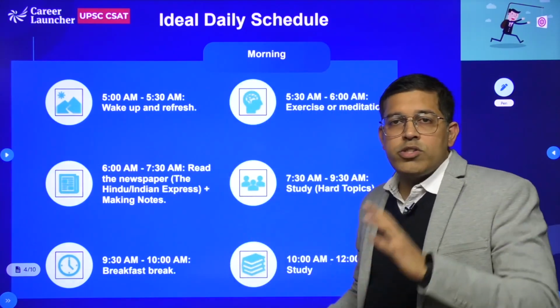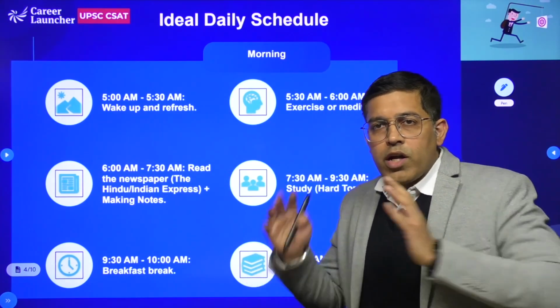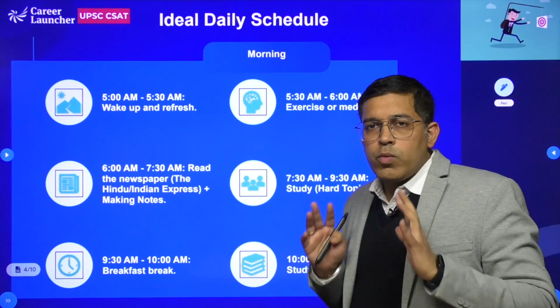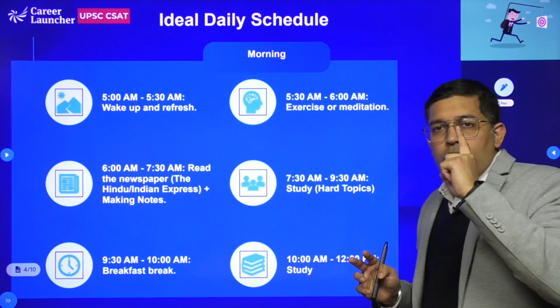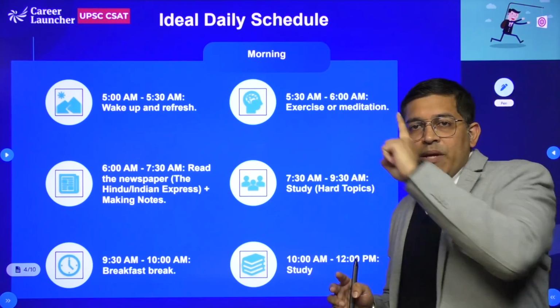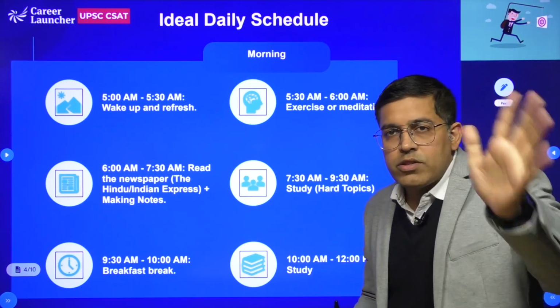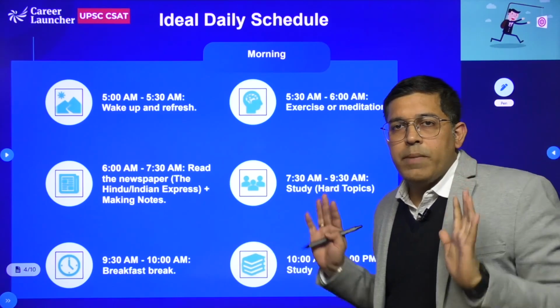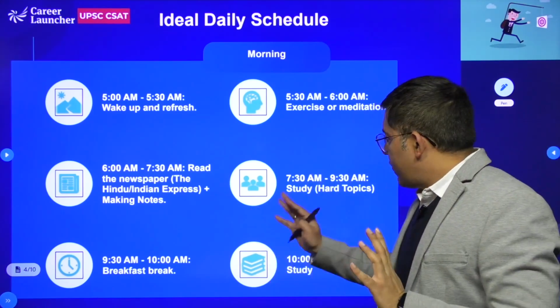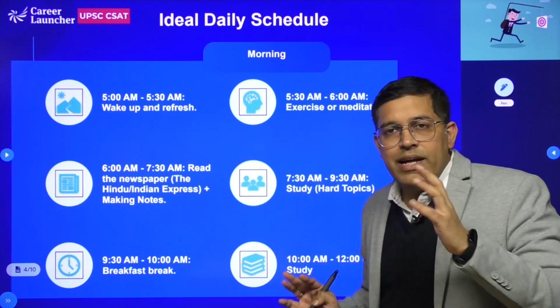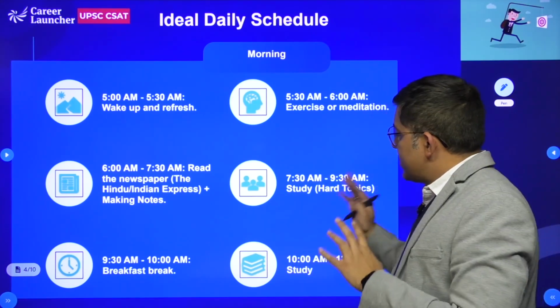are dedicated towards newspaper reading. Now, you don't require 90 minutes for newspaper reading, but what you are doing right here is reading the newspaper as well as making notes out of it. So 60 minutes is for reading the newspaper and 30 minutes is for making notes out of it. After that, 2 hours of study time. So 7:30 to 9:30 you will be studying.